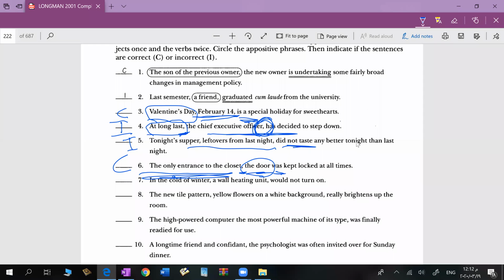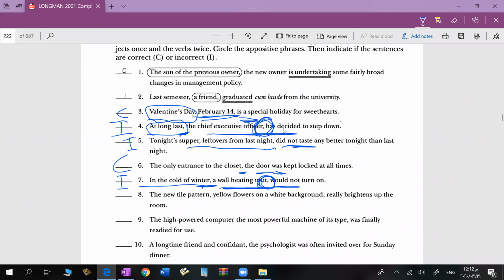"In the cold of winter, a wall heating unit, would not turn on." What do you think? Correct or incorrect? Again, it's very similar to number 4. Not correct. In the cold of winter, we have here a prepositional phrase, and then a comma for the prepositional phrase, and then a wall heating unit, which is the subject. "Would turn on" is the verb, and there is no need for this comma. So this sentence is incorrect. It's not an appositive. We don't need a comma here. Is that clear? Yes.